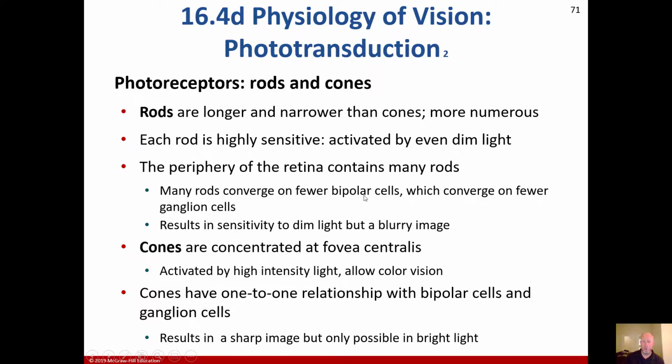Those rods converge on fewer bipolar cells, which converge on fewer ganglion cells, and this results in sensitivity to dim light but a blurry image. And the cones are concentrated at the fovea centralis, activated by high-intensity light, and they allow color vision. Expect to have to place these words into sentences, putting the right words in the right places. It's the kind of exam question you're going to get with the rods and the cones.